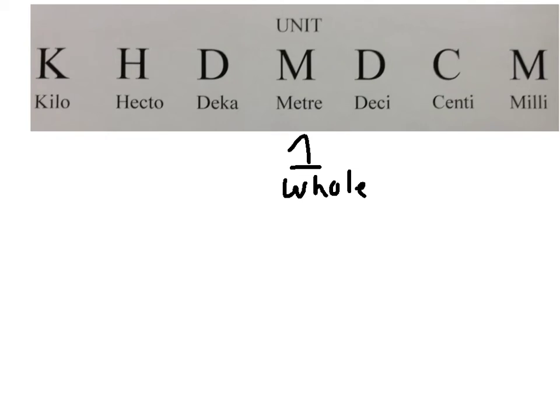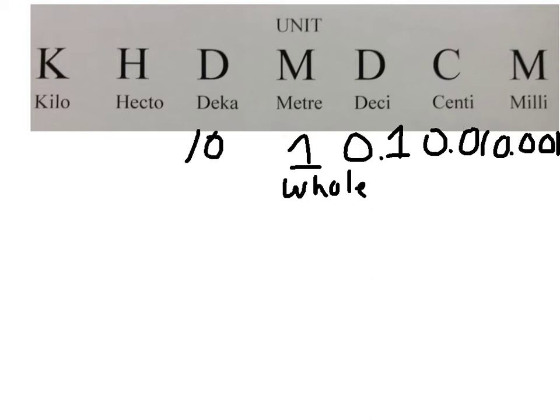The decimeter is 1/10 of a meter. The centimeter is 1/100th of a meter. And the millimeter is 1/1000th of a meter. The decameter is 10 wholes. The hectometer is 100 wholes. And the kilometer is 1,000 wholes.